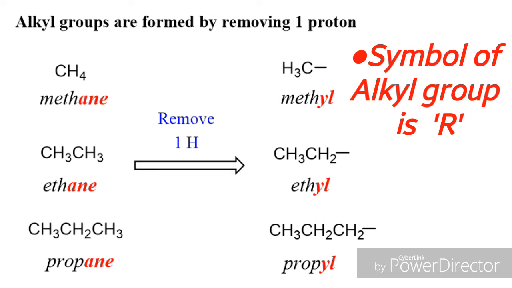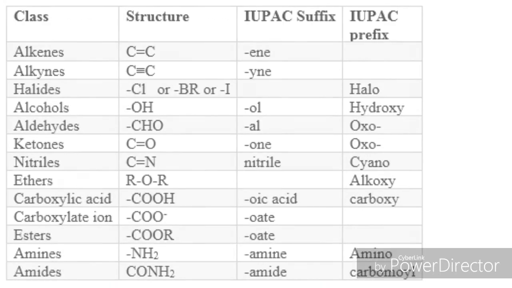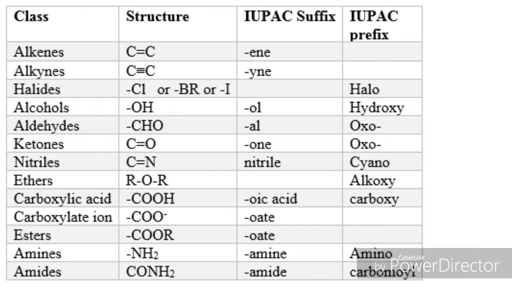Now let us learn about the prefix and suffix names of some functional groups. For alkenes, suffix name is -ene. For alkynes, suffix name is -yne. For halides, the prefix name is halo. For alcohols, suffix name is -ol and prefix name is hydroxy. For aldehydes, suffix name is -al and prefix name is oxo.